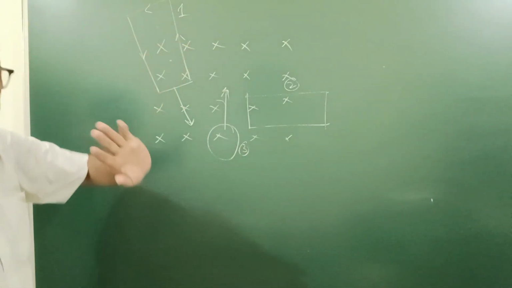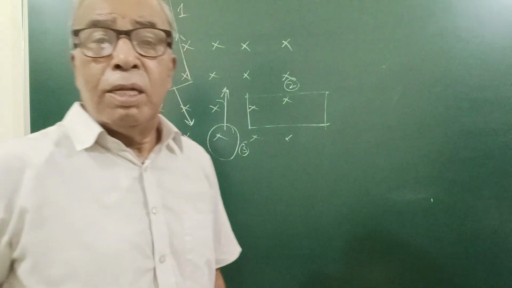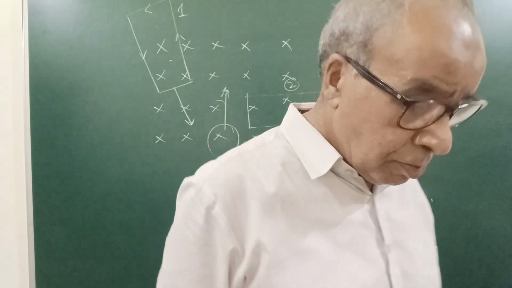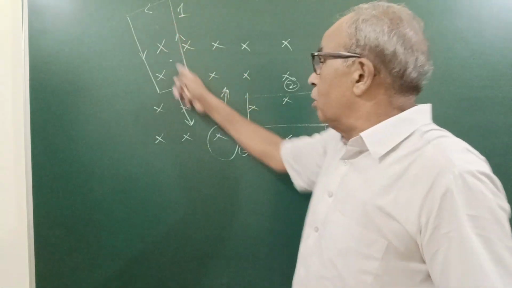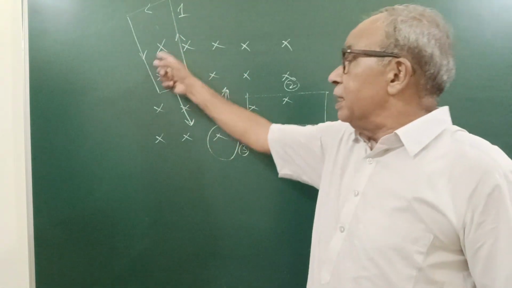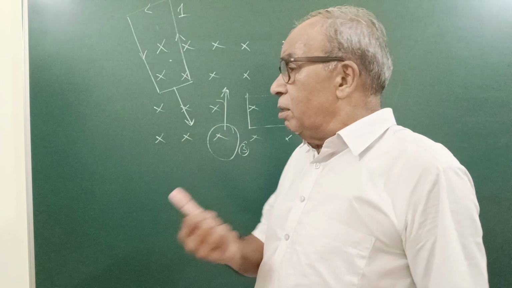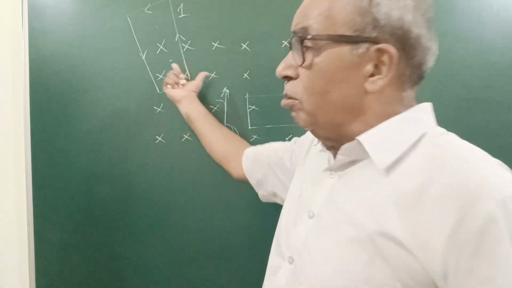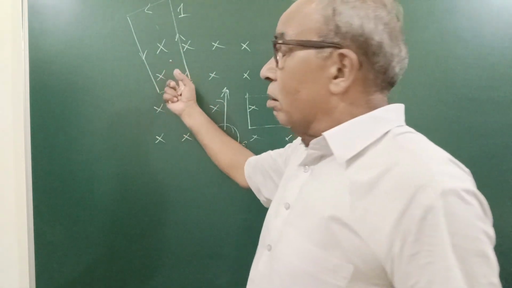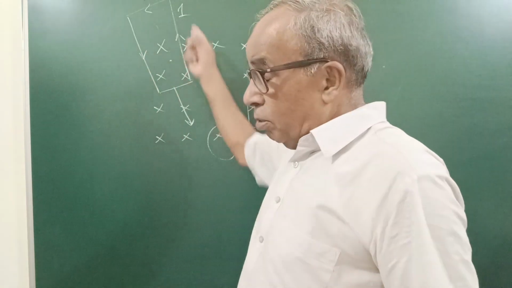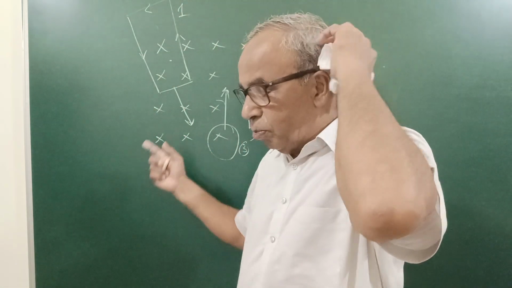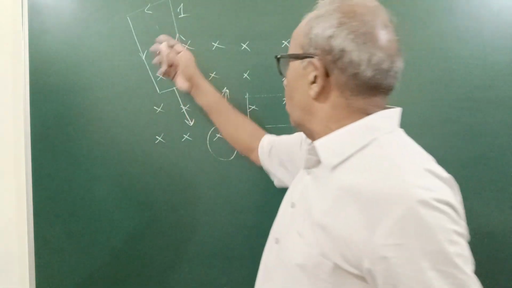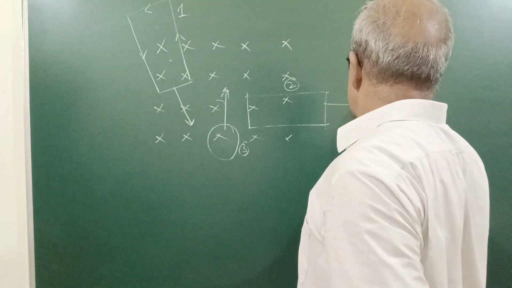See what is the ultimate cause of induced EMF. The ultimate cause is change of magnetic flux. So when this loop is coming into this, the flux is increasing. This flux is into, negative flux. So positive flux will be there only when the current induced in the loop produces a magnetic field whose direction is normal to the plane of paper and outward. So anti-clockwise.